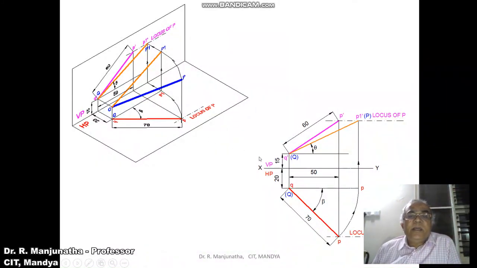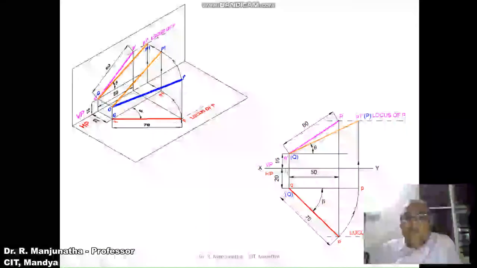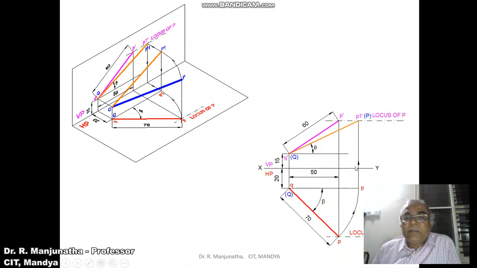So similarly, when you are seeing in the orthographic view of this also, we can see 15 mm and 20 mm, and we know the distance between the end projectors, and you know the top view and you know the front view. So with Q as center, QP as the radius, you rotate it, make it parallel. So QP1 is the line which is parallel to VP. So you're getting the true length in the vertical plane. So the inclination made by that is going to be theta.